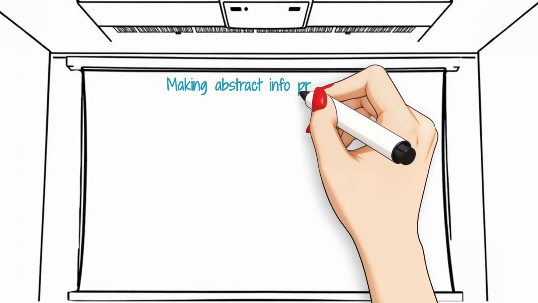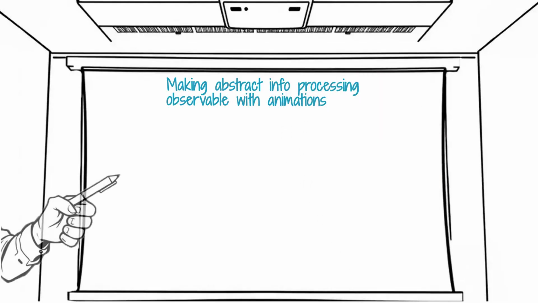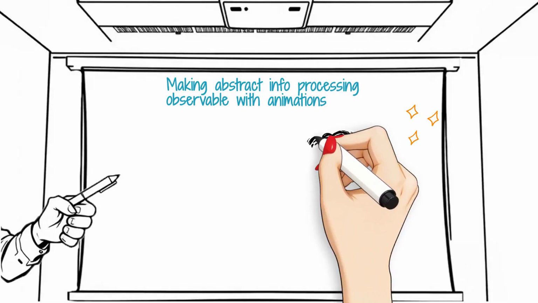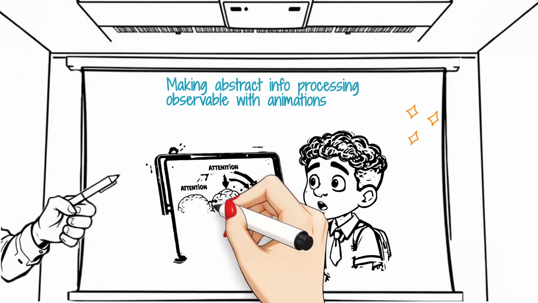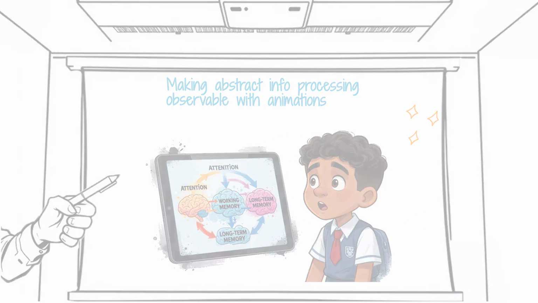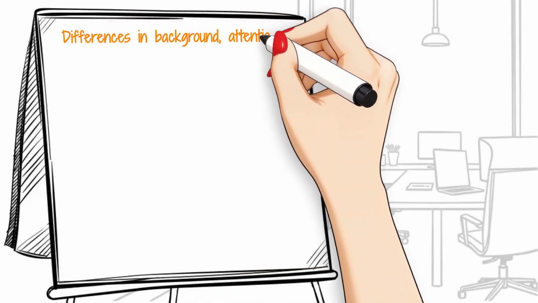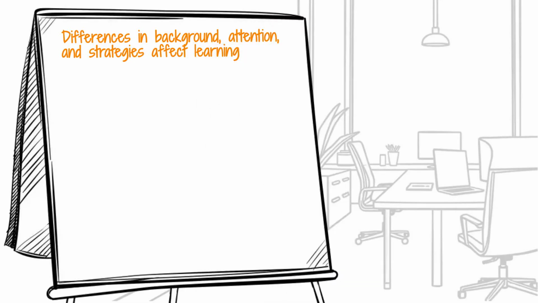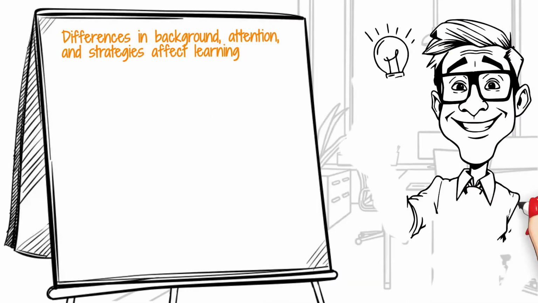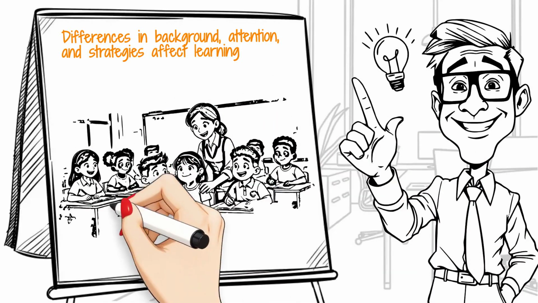Similarly, animations can show how information moves from attention to working memory to long-term memory, making abstract processes observable. Information processing theory helps explain why learners differ in performance even when exposed to the same content. Differences in background knowledge, attentional control, and strategy use affect how efficiently information is processed. Therefore, instruction should be explicit, scaffolded, and responsive to learner needs.